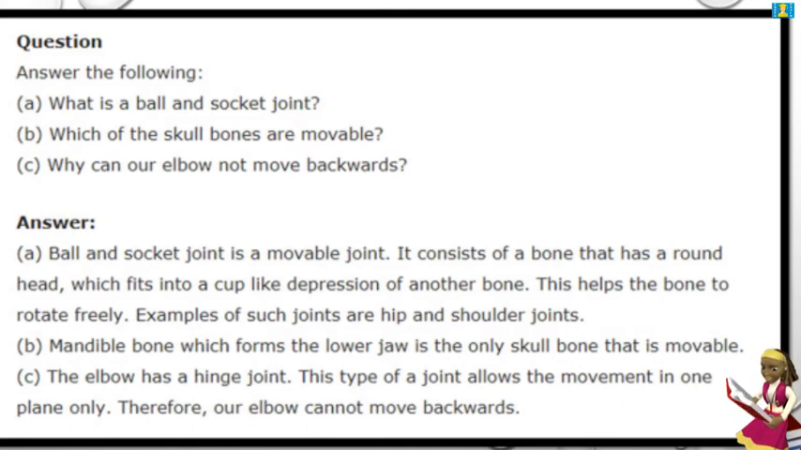Mandible bone, which forms the lower jaw, is the only skull bone that is movable. Finally, the elbow has a hinge joint. This type of joint allows the movement in one plane only. Therefore, our elbow cannot move backwards.